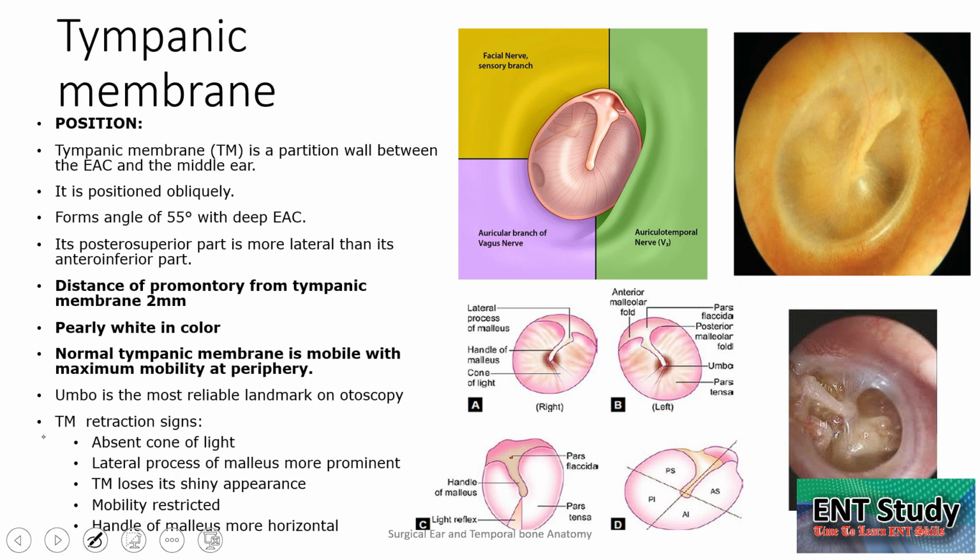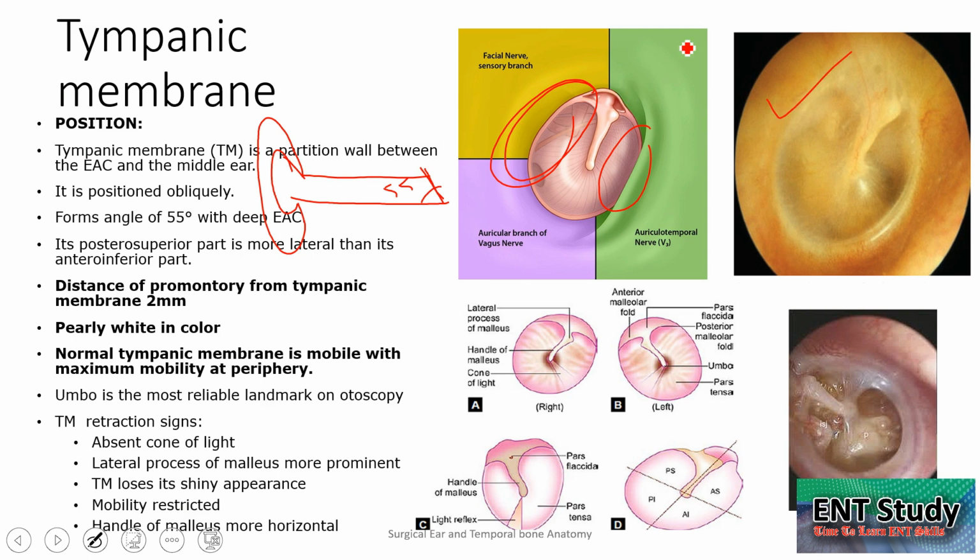The tympanic membrane is basically a partition between the external auditory canal and the middle ear. It is positioned obliquely. Imagine that this is a coronal section of the external auditory canal and this is the pinna. So this is the tympanic membrane and it is going to form an angle of 55 degrees with the external auditory canal. It is positioned obliquely, meaning that the posterior superior part is more lateral than the anterior inferior part. It is just at a distance of 2 mm from the promontory. So imagine how narrow this place is.